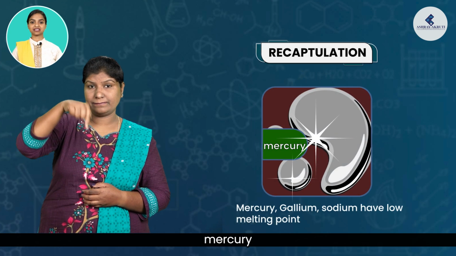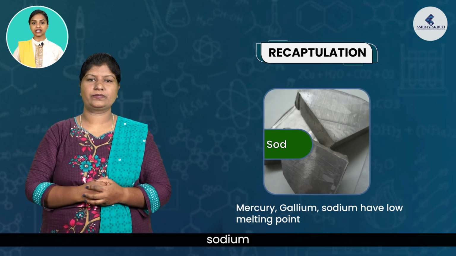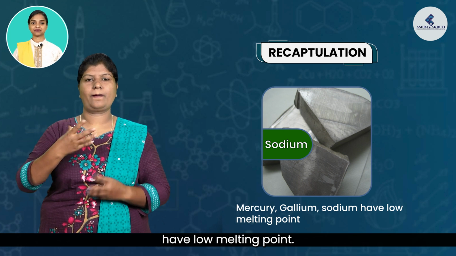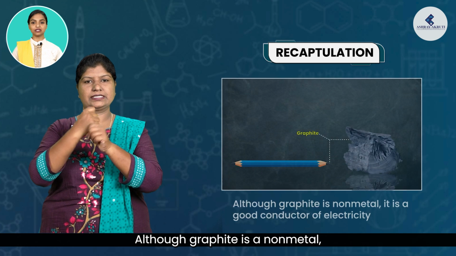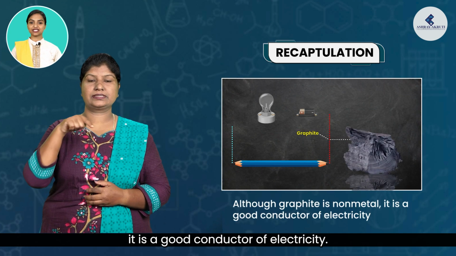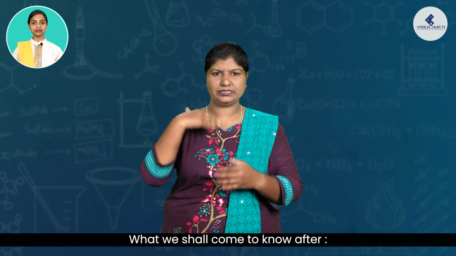Mercury, gallium, sodium have low melting point. Although graphite is a non-metal, it is a good conductor of electricity. What shall we come to know after?